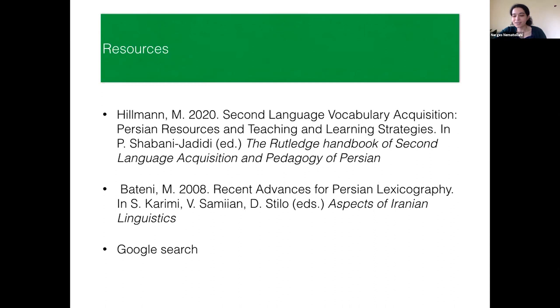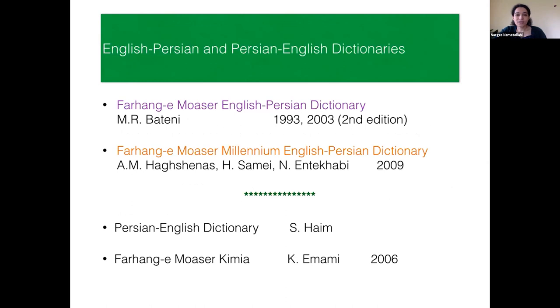So I looked at Hillman's chapter on second language vocabulary acquisition, Persian resources and teaching and learning strategies in the Routledge Handbook of Second Language Acquisition and Pedagogy of Persian in 2020, and also Botany's chapter on recent advances for Persian lexicography. I also did some Google search to make sure that I have updated information about the existing English Persian dictionaries. So the two dictionaries that I will examine in this talk are Farhang-e-Muasir English Persian Dictionary by Botany.